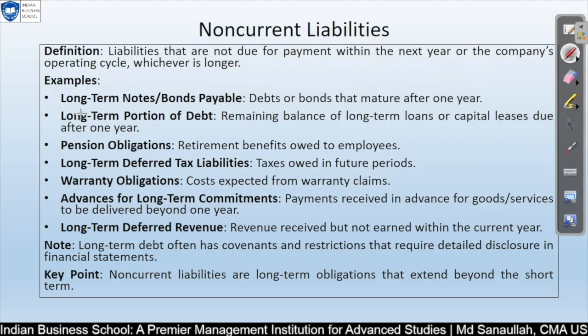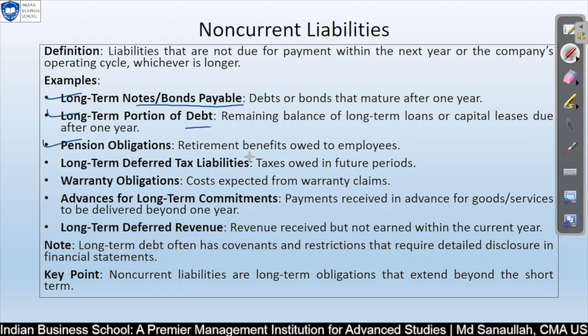There are a few examples of long-term liability: long-term notes payable, bonds payable that will not mature this year but will mature after 1 year. Long-term portion of debt, any remaining balance for a capital lease or any other, that will be considered under non-current liability.